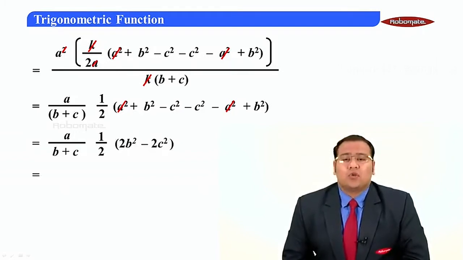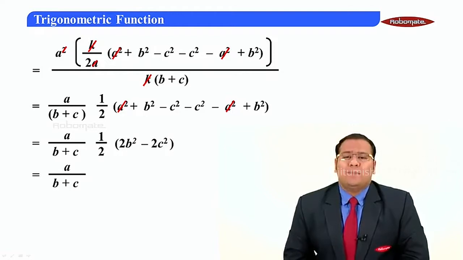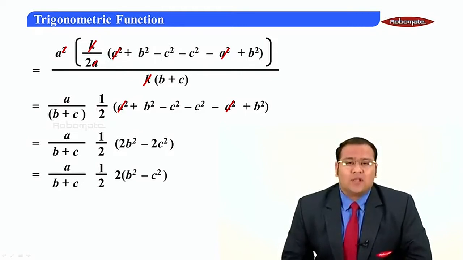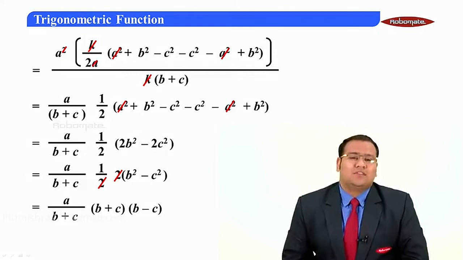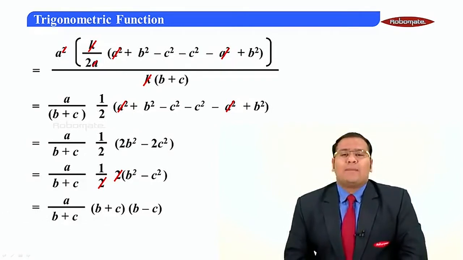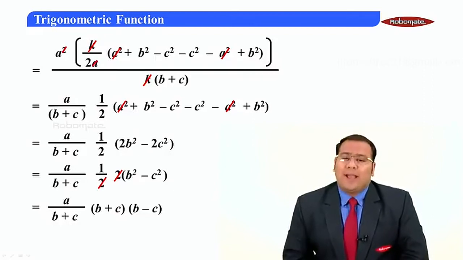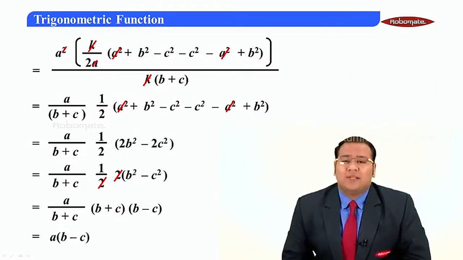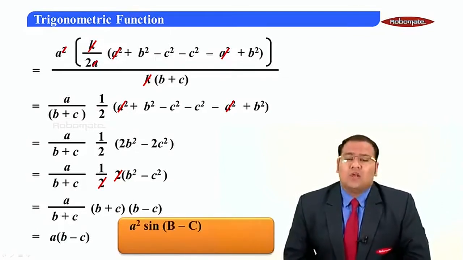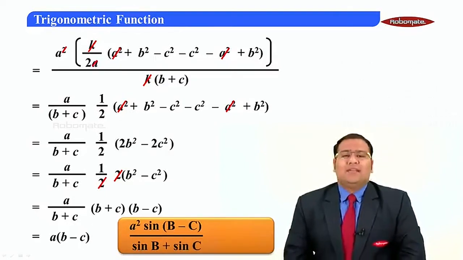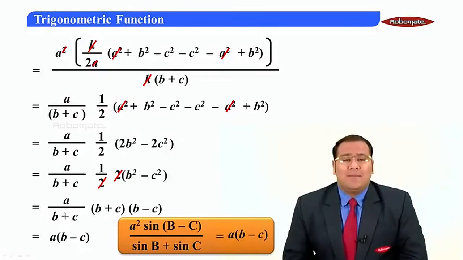If we keep the 2 common, the equation would be a upon b plus c into 1 by 2 into 2 of b square minus c square. So if 2 and 2 get cancelled, the equation would be a upon b plus c into b plus c into b minus c, as we are already aware that a square minus b square is a plus b into a minus b. In this case, the b plus c and b plus c get cancelled. So the outcome is a into b minus c. So I can say a square into sine of b minus c upon sine b plus sine c gives us a into b minus c.